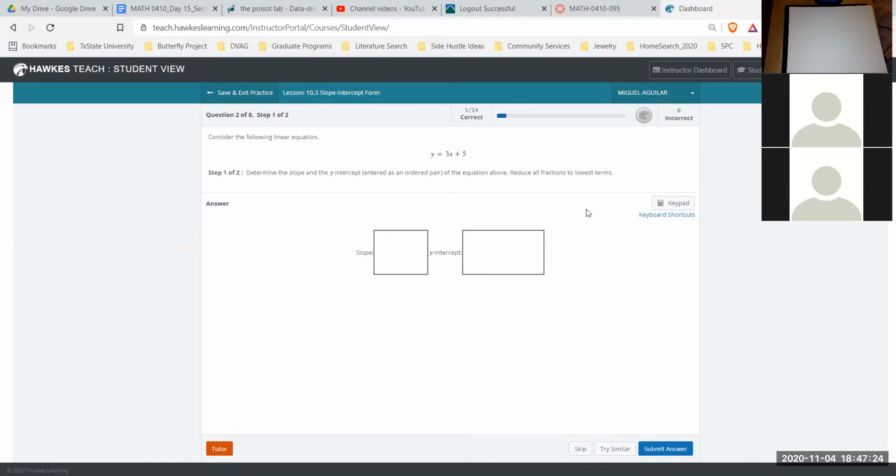And then this next question in the homework is more similar to what I said before. If this is in slope-intercept form, and remember slope-intercept form is y equals mx plus b, where m is equal to the slope and the y-intercept is the ordered pair 0, comma b, can anybody tell me what the slope is if you're given this equation?